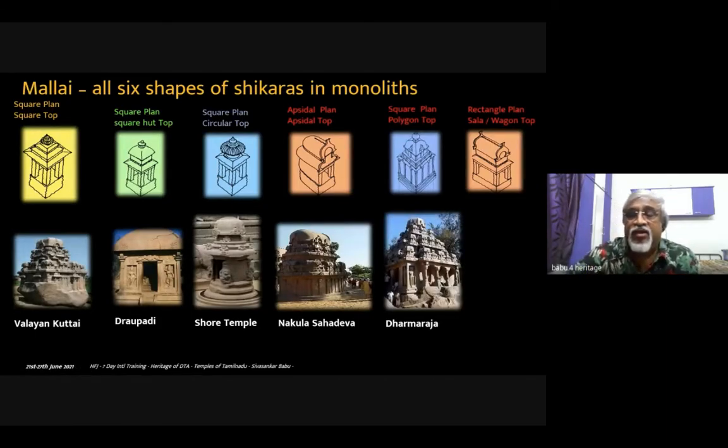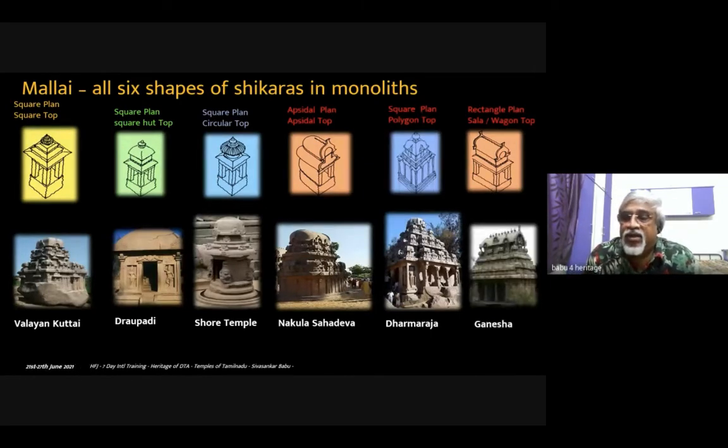The next component, the pinnacle of monolithic Ratha, the Dharmaraja Ratha with 3 tiers and the most complex Ratha available. But again, if you see this, this is unfinished on the bottom side. So it has got an octagonal, 8-sided Shikara.